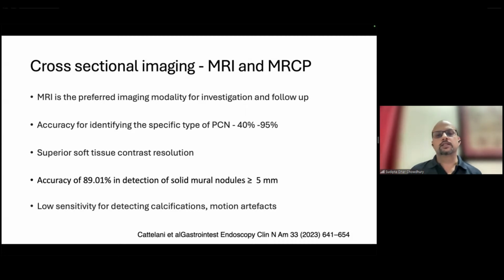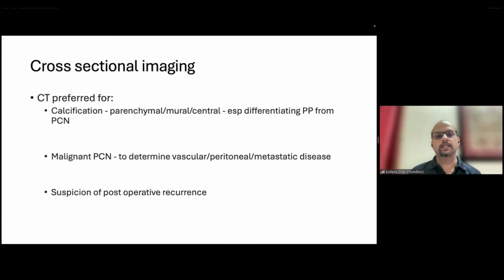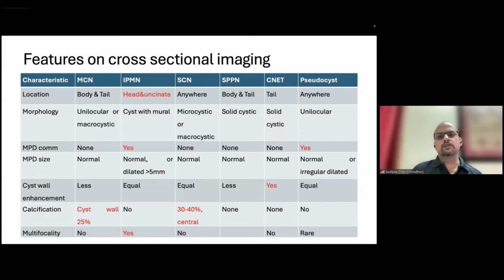In certain situations, a CT scan is required, especially if there's calcification, to determine whether you're dealing with parenchymal, mural, or central calcification, and especially when you're trying to discriminate a pancreatic pseudocyst from a pancreatic cystic neoplasm. Again, in malignant pancreatic cystic neoplasm, we need a CT scan to determine the vascular involvement, the peritoneal involvement, and the risk of metastatic disease. And if there's a suspicion of postoperative recurrence, we prefer to do a CT scan. So just to summarize in our table, what are the features on cross-sectional imaging?